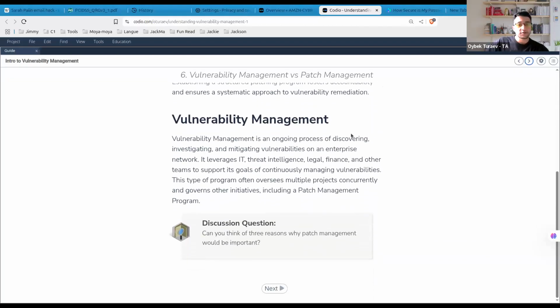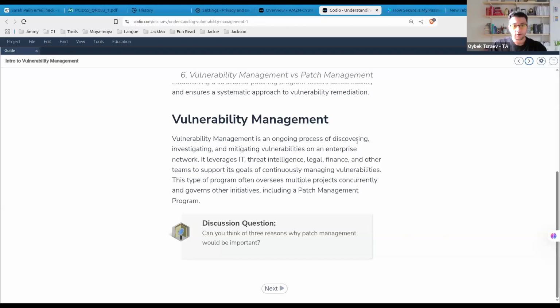Vulnerability management is more of an ongoing, continuous process. It doesn't only do patch management, it also works on mitigating vulnerabilities and taking information from threat intelligence agencies. They get the new information, apply it to the system, and then make checks again. It functions at a more advanced, higher level. Patch management is a part of vulnerability management.